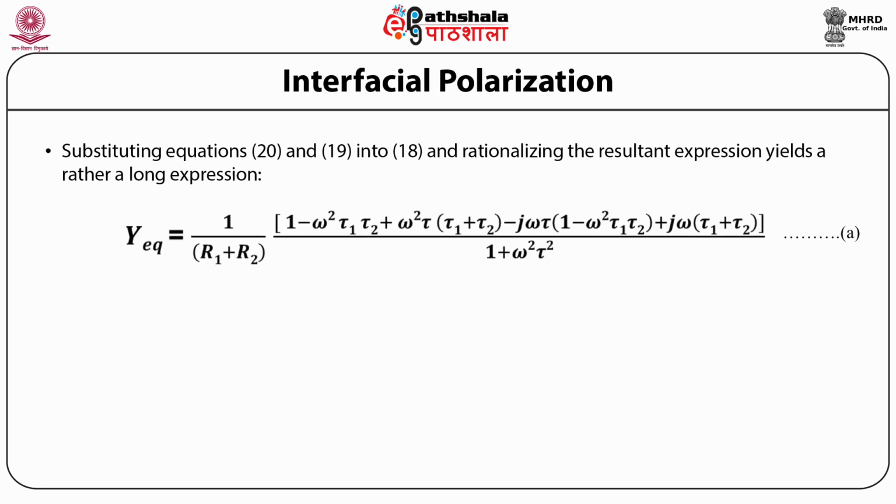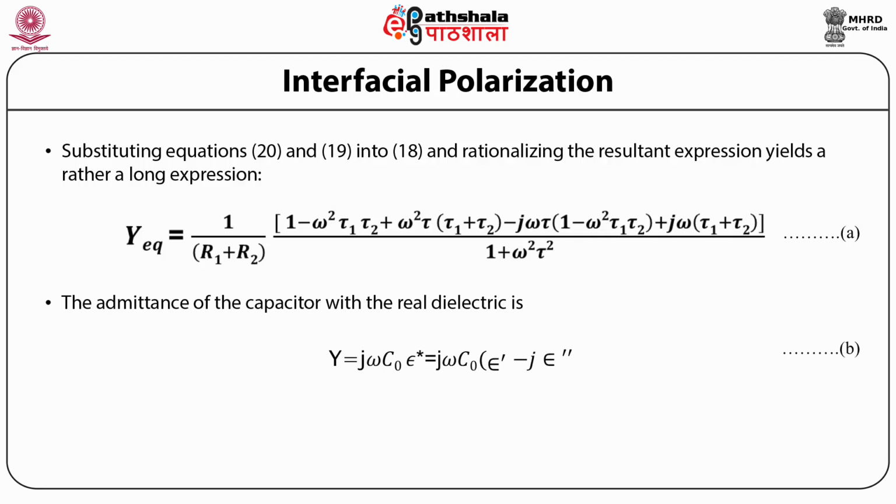Substituting equations 20 and 19 into 18 and rationalizing the resultant expression yields a rather long expression. Y equivalent is equal to 1 by R1 plus R2 into 1 minus omega square tau 1 tau 2 plus omega square tau into tau 1 plus tau 2 minus j omega tau into 1 minus omega square tau 1 tau 2 plus j omega tau 1 plus tau 2 divided by 1 plus omega square tau square.